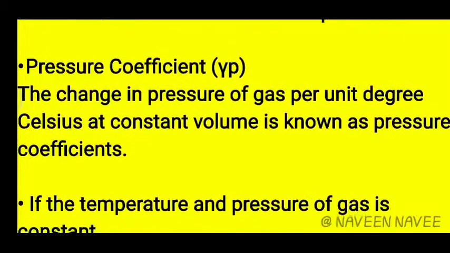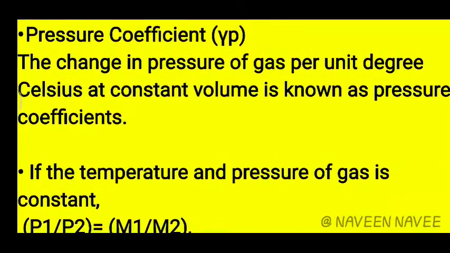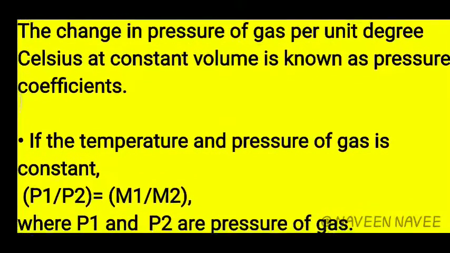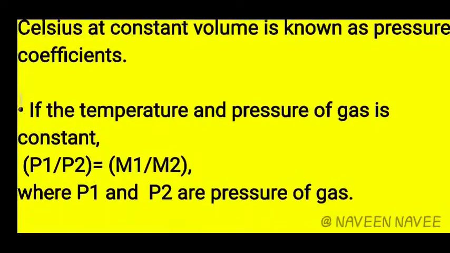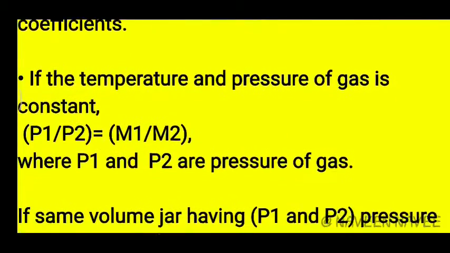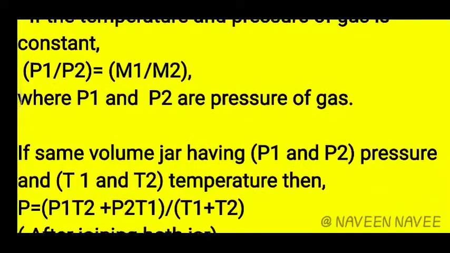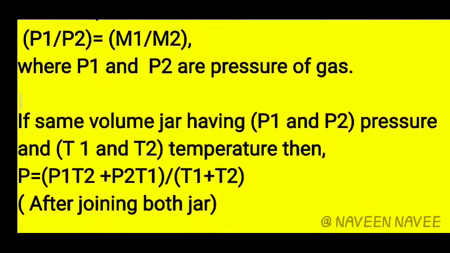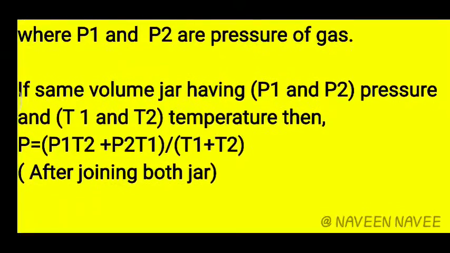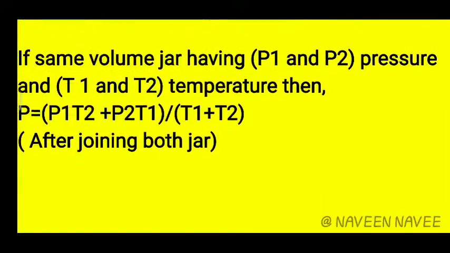If the temperature and pressure of gas is constant, P1 over P2 equals M1 over M2, where P1 and P2 are pressure of gas. If same volume jars having P1 and P2 pressure and T1 and T2 temperature, then after joining both jars, P equals P1 T2 plus P2 T1 divided by T1 plus T2.